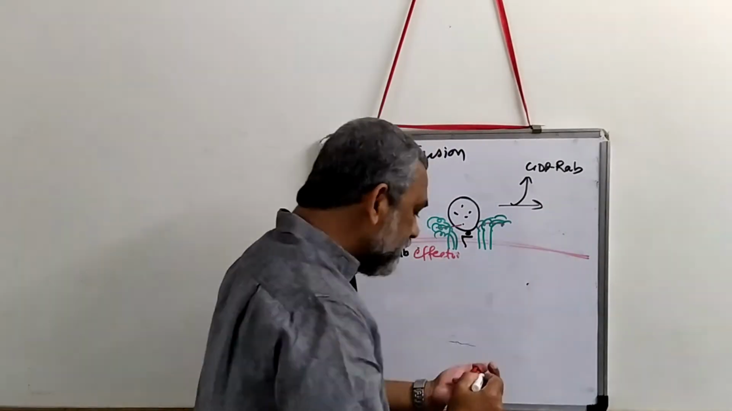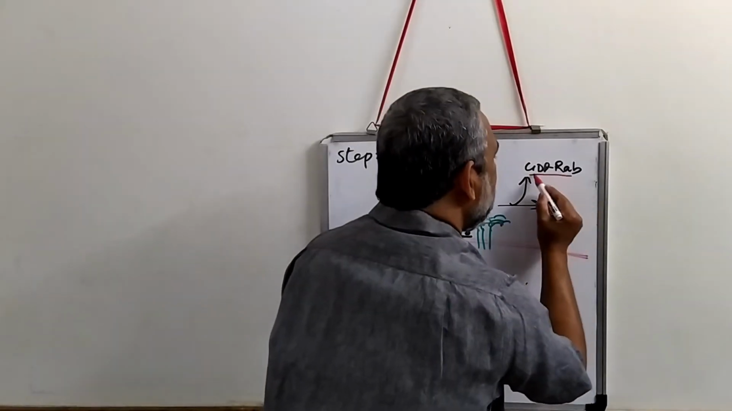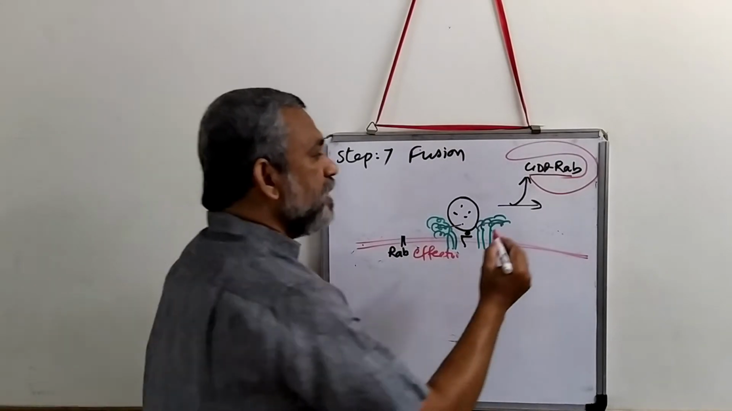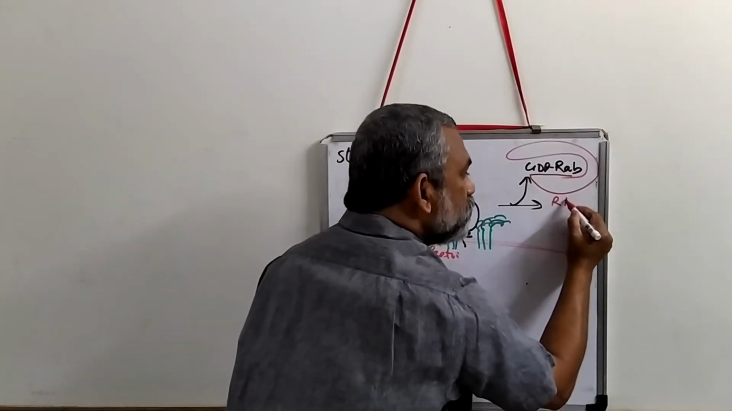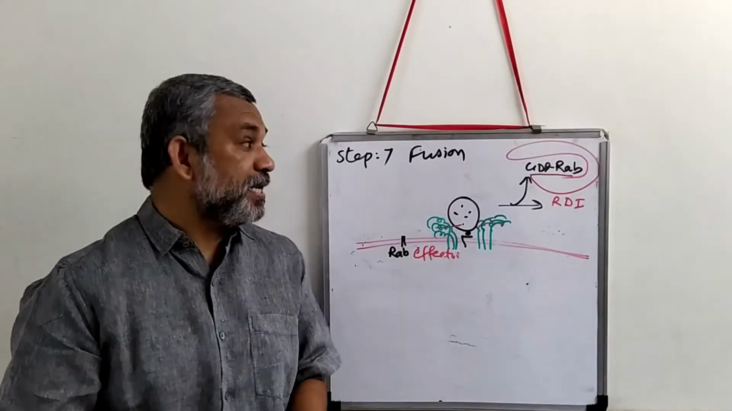Now, the Rab GDP is binding to a protein known as the Rab dissociation inhibitor. Rab dissociation inhibitor, it binds.